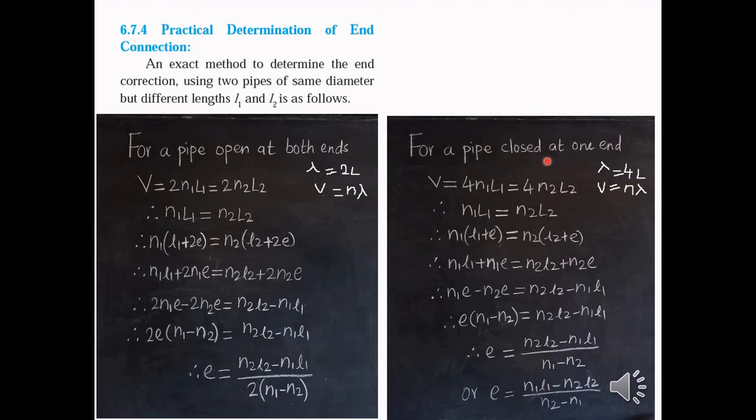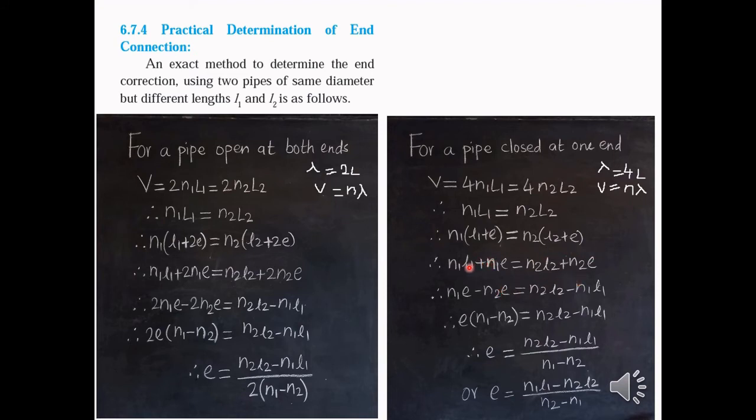Now in case of a pipe which is closed at one end, we know that the maximum possible wavelength is lambda is equal to 4 times L in case of fundamental mode. So V is equal to N lambda, so we can write V is equal to 4 times N1 L1, which is equal to 4 times N2 L2. 4 gets cancelled here, so we have N1 L1 is equal to N2 L2. Substituting the values of corrected lengths in terms of small l and e, we get N1 into bracket L1 plus E is equal to N2 into bracket L2 plus E.